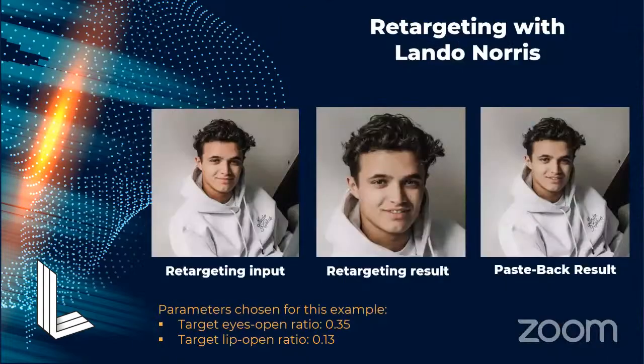So also this is about the retargeting. So yeah, I took the photo of Lando Norris. So what the retargeting does is that you can actually control the photo you have actually. You can open the eyes of the person who is on the portrait. Also, you can control the lip open ratio. So in this example specifically, we have the eyes open ratio of 0.35 and the target lip open ratio of 0.13. So yeah, apparently on the left side, we have the input, and on the right side, we have the output, which is pretty impressive actually, and looks pretty natural.